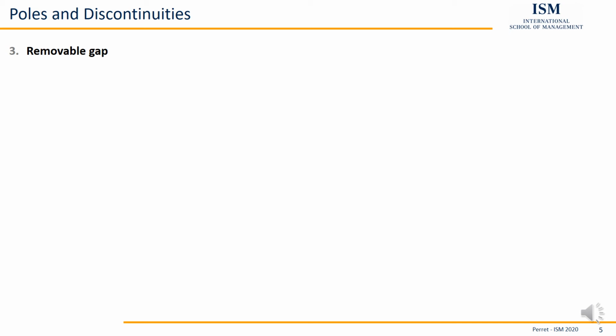A removable gap isn't really a discontinuity, because if we move there from the left and the right, we will still get the same value, but it's still not allowed to insert this particular value into our function. If we consider, for example, this function here, we see directly we are not allowed to insert -6, because in this case the denominator would become 0.